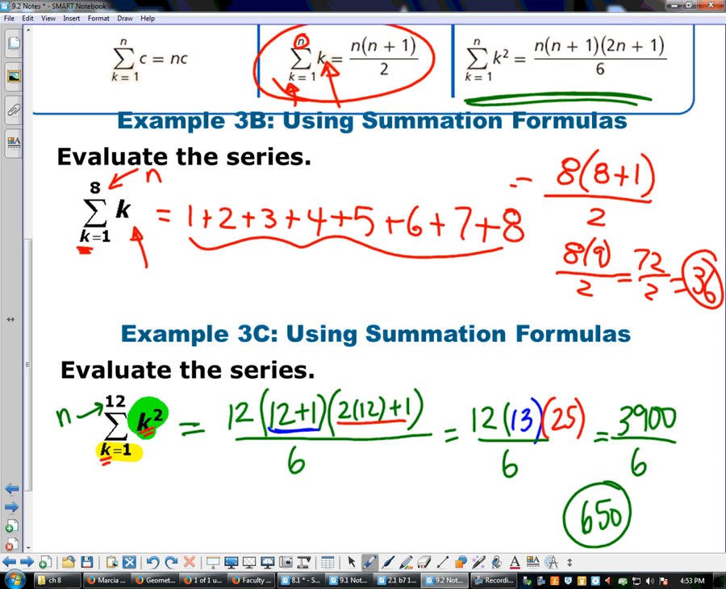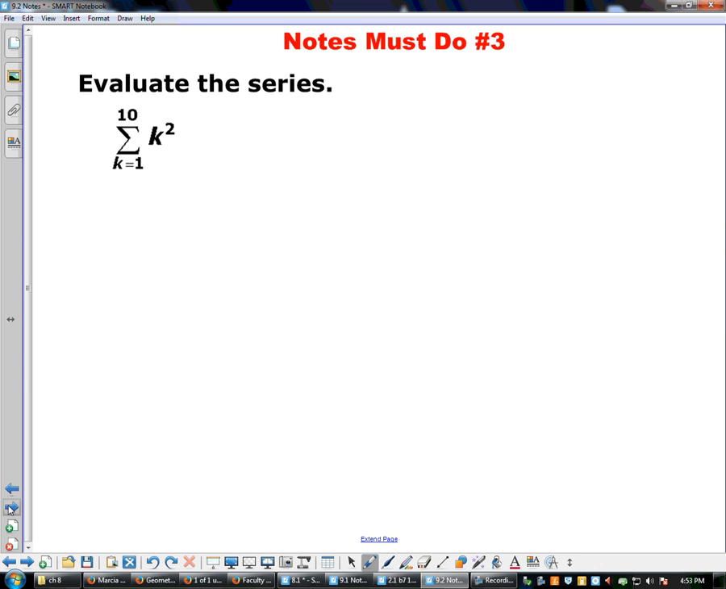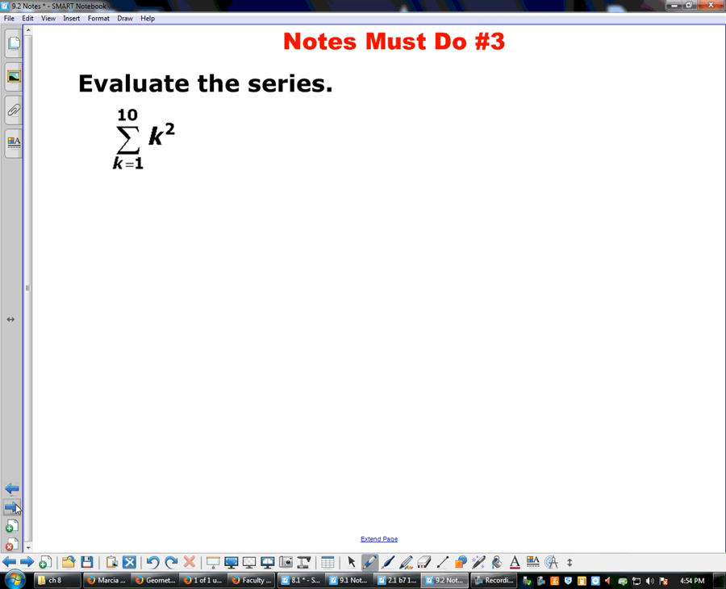Again, that is the alternative to plugging in each of those k values and saying 1 squared plus 2 squared plus 3 squared, dot, dot, dot, all the way up until I get to 12 squared, finding out each of those numbers and adding them all together. All right, so must do number 3. We would like you to try evaluating one of these series from k is 1 to 10 of k squared. Again, make sure you go ahead and see which of these formulas it would match with and use your top value of n, plug them in. If you want to list them all out and check them, you can do that as well to make sure you're on the right track.